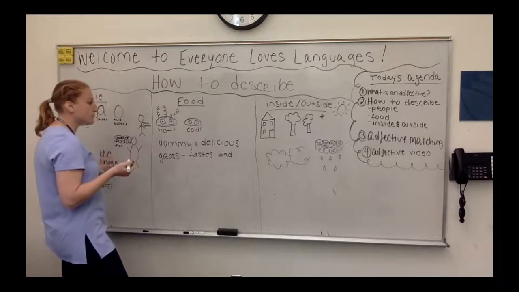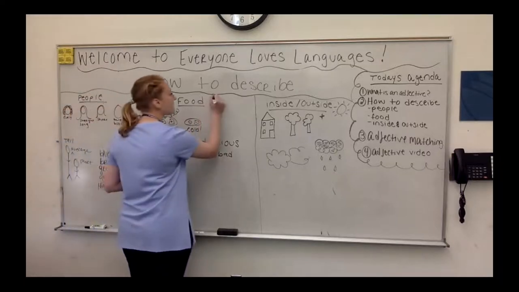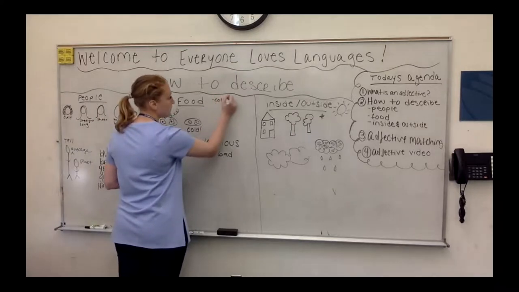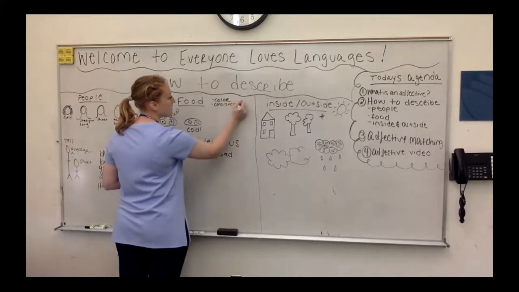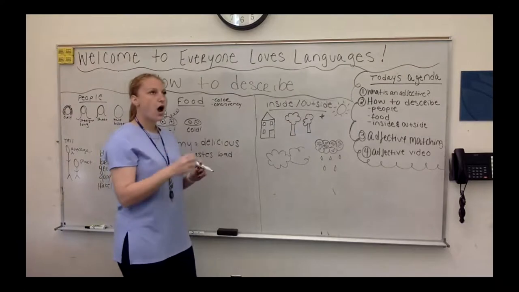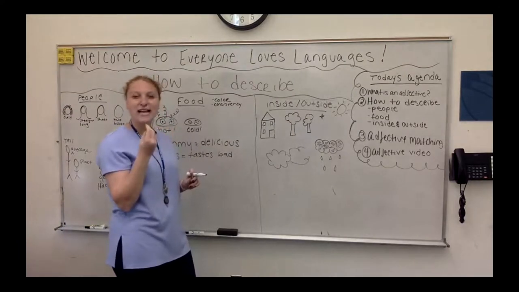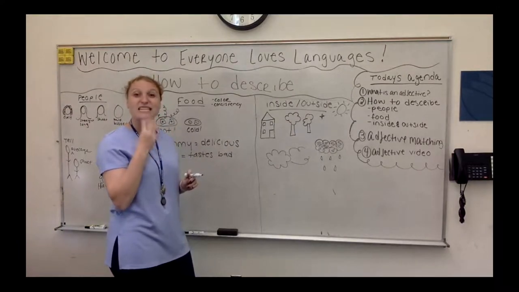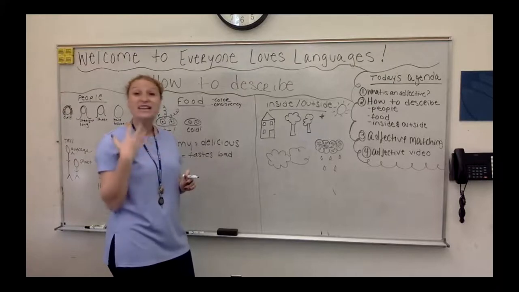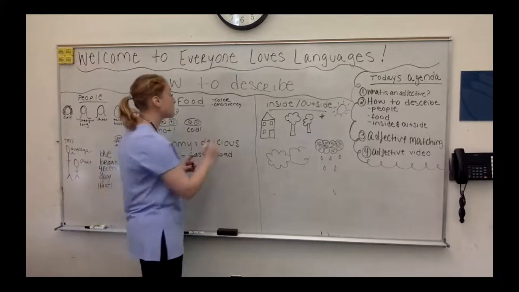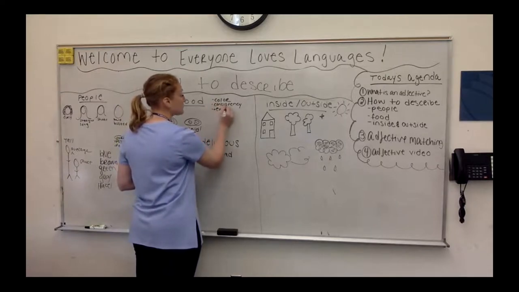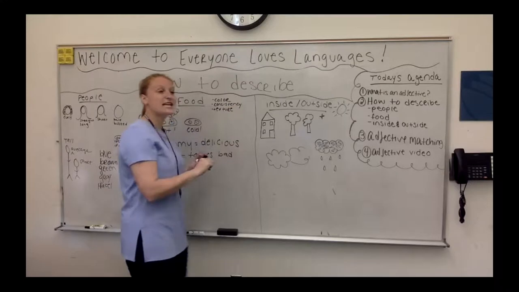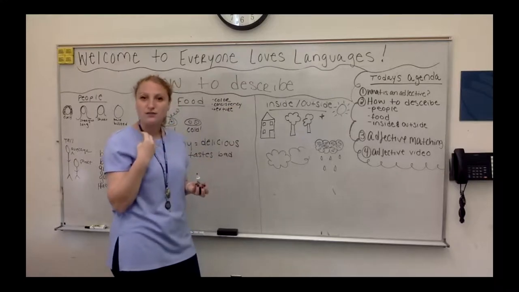Other ways to describe food. You can describe food by the color of the food, the consistency. Meaning, for an egg, when you're eating eggs, they're a little slimy. The consistency would be slimy. You might not like that texture or consistency. You can also do texture. Texture is like kind of how it feels on your tongue.